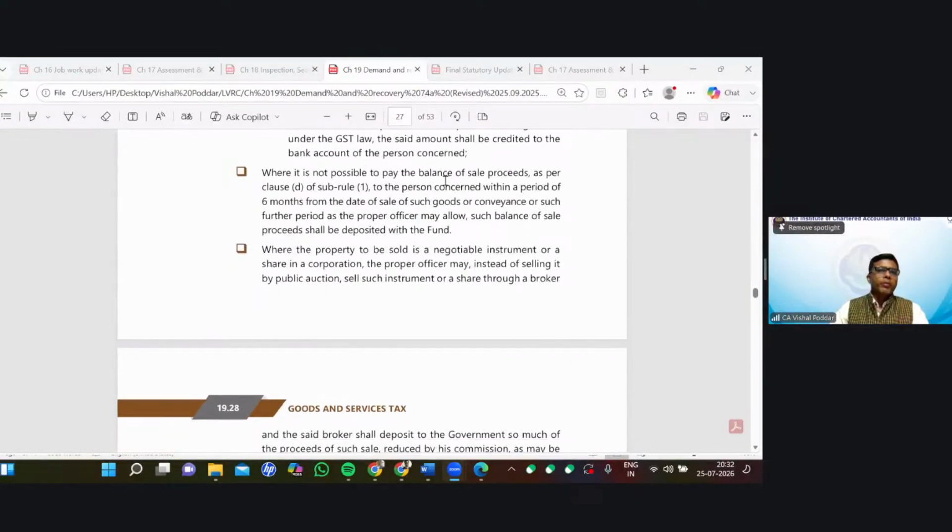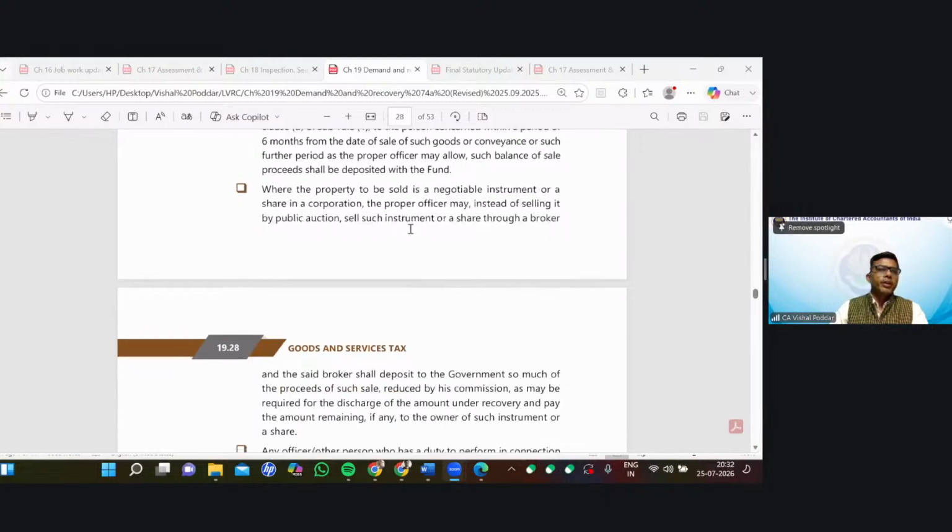Where it is not possible to pay the balance of sale proceeds as per the above provisions to the person concerned within a period of 6 months from the date of sale of such goods, or within such further period as the proper officer may allow, such balance of sale proceeds shall be deposited with the fund.